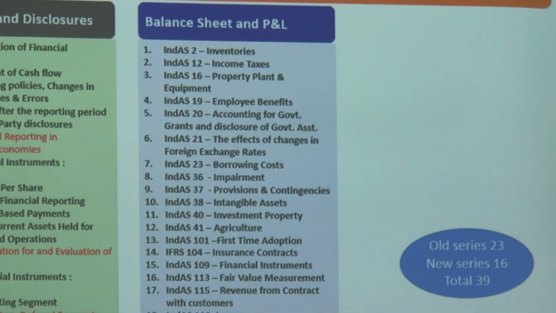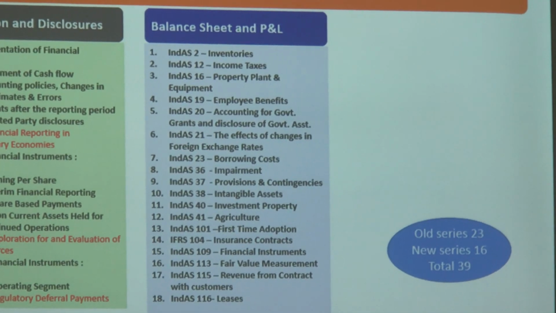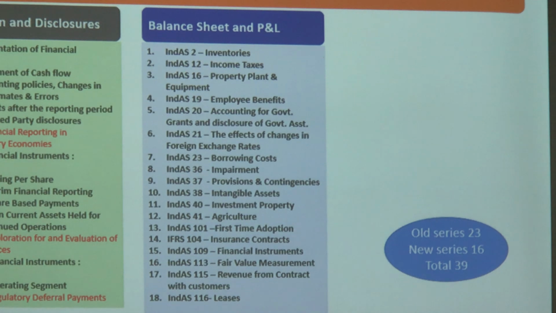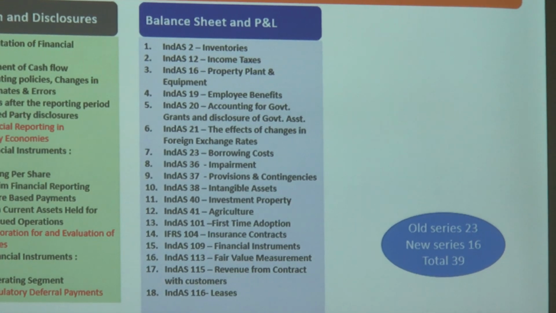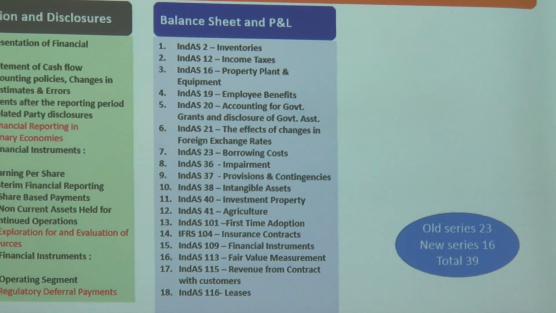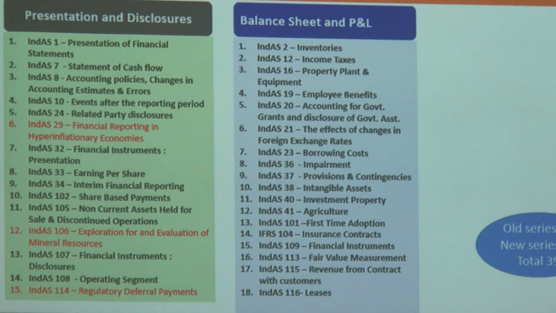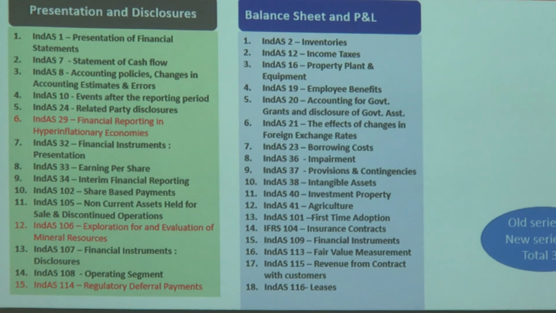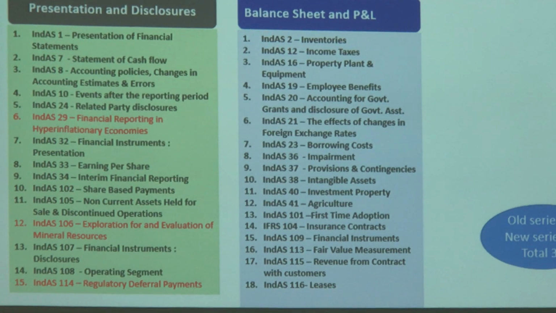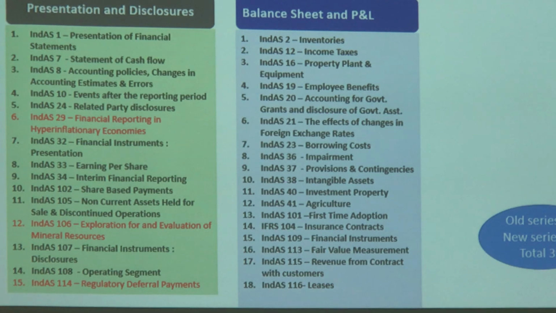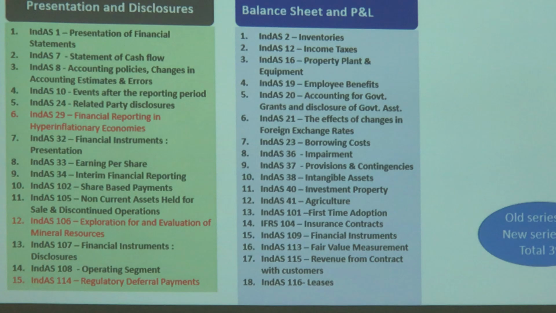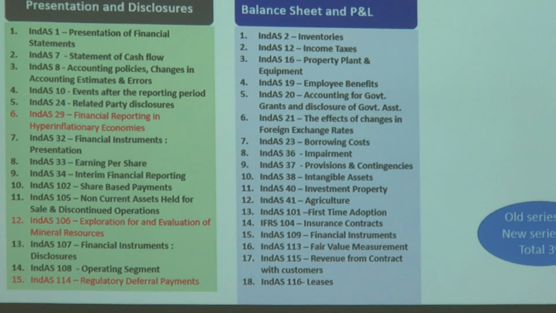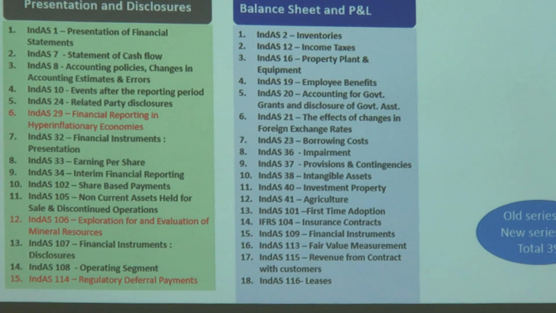Number one, IndAS 2, which is on inventories. This standard talks about how you will do the accounting of inventories of a business. What all costs will you include in the inventory? What will you do if the current market price of the inventory that you are carrying has gone down? At what price do you show it in the balance sheet? Do you show it at the purchase price, or at the net realizable value?